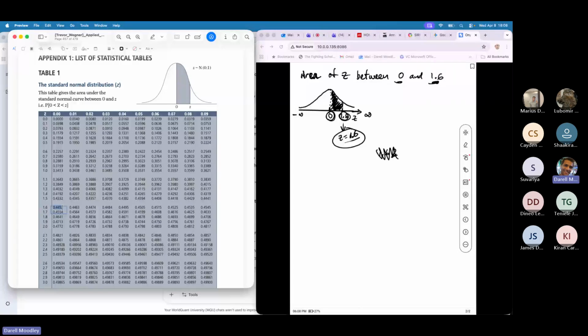So in other words, this area here that I shaded, the size of this area is 0.4452.